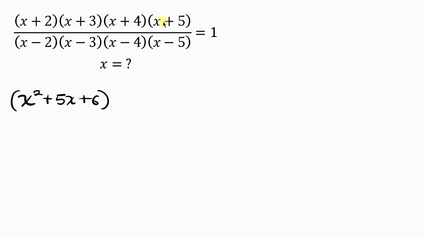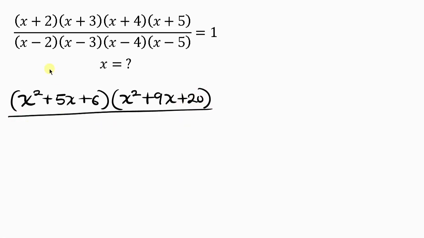Now coming to the next two factors. x times x, that's x squared. And 4 plus 5, that's 9, so plus 9x. And then 4 times 5 is 20, so plus 20. All over. Now for the denominator, we expand x times x, that's x squared.